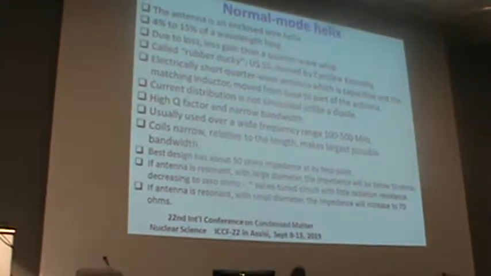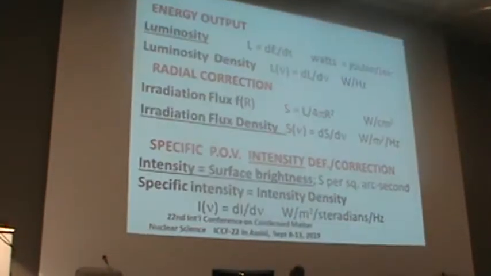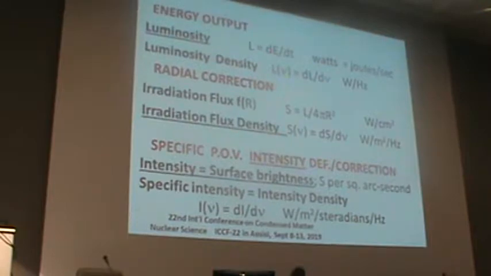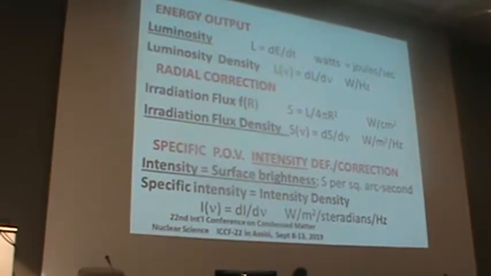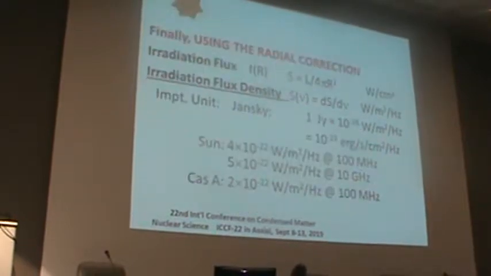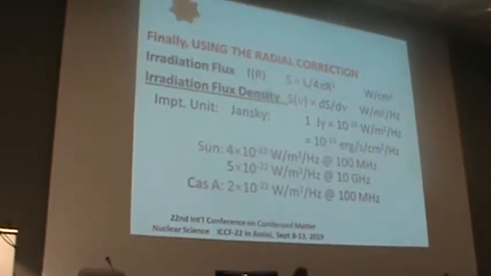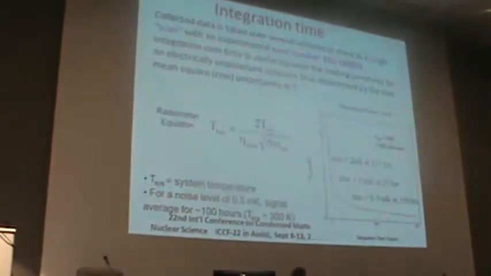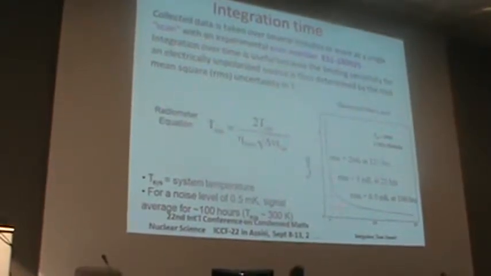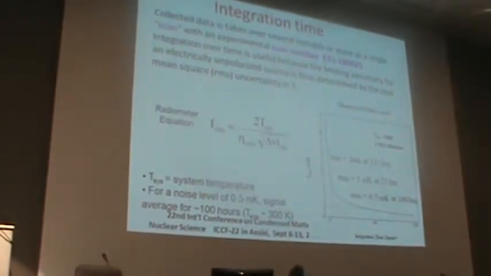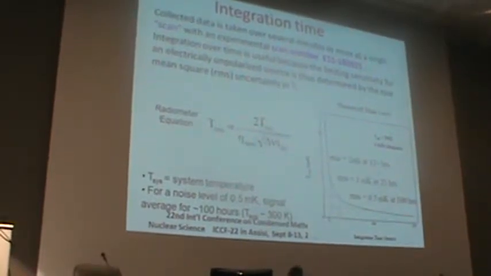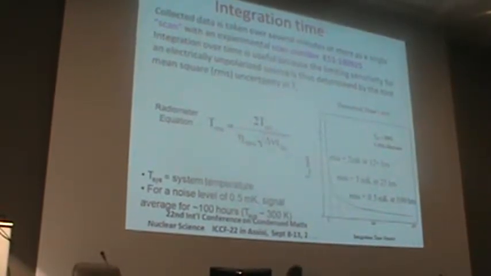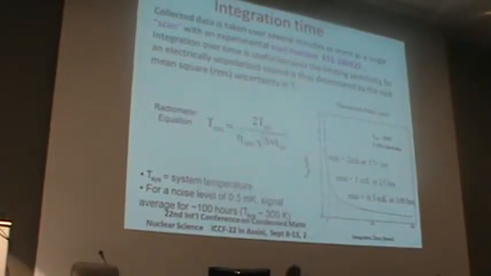We use a normal mode helix antenna. We can skip over this. We did it yesterday. When you do this with radio frequency analysis, it's very similar to calorimetry, and the terms are somewhat similar, with the unit being the Jansky. If you want to talk about it later, we can. The most important thing about radio frequency analysis, unlike calorimetry, is the longer you look, the less noise you see, and you can actually improve your system by doing that.